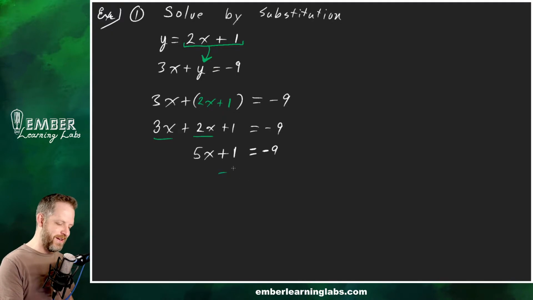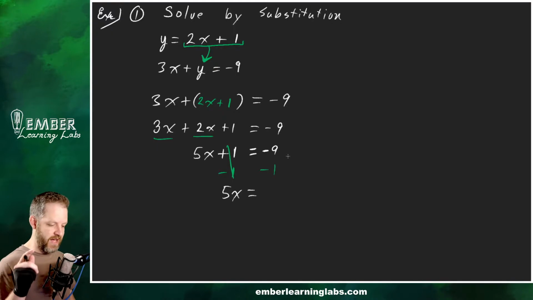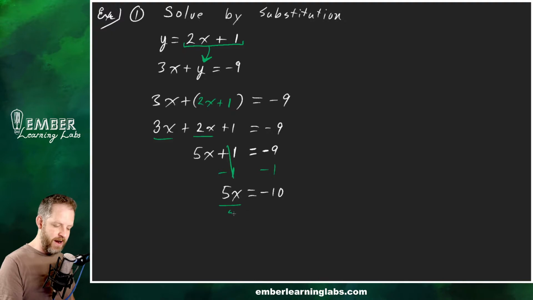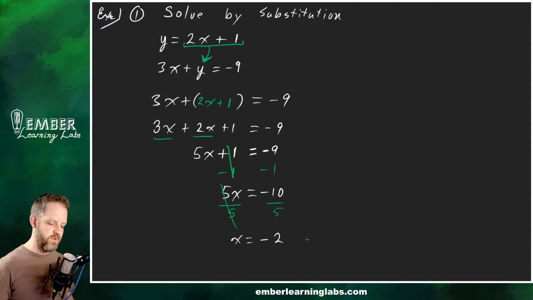So we're going to subtract 1 next. -1, -1. Bring down the 5x. Bring down equals -9 minus 1. The signs are the same, so we're going to add and keep the sign. So -10. 5 is multiplied times the x, and so we're going to get rid of it by dividing by 5. Those cancel, leaving us with x equals -2, right? So that's half of the answer, right?